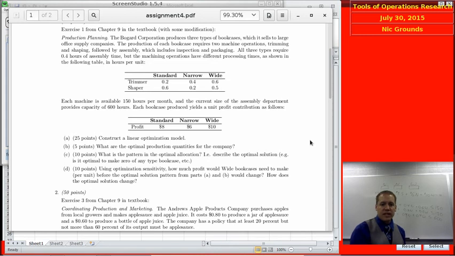using optimization sensitivity, how much profit would wide bookcases need to make per unit before the optimal solution pattern from parts A and B would change. Okay, so right now we say we make $10 for every wide bookcase. Okay, sort of under the assumption that we're not only making wide bookcases. How high would that profit value, that parameter to the model, go? That 10. Should it be 11? Should it be 12? Should it be 13? How far do you have to go before the pattern to the optimal solution changes? That is, it decides to make more wide bookcases than before, and presumably fewer standard or narrow bookcases.